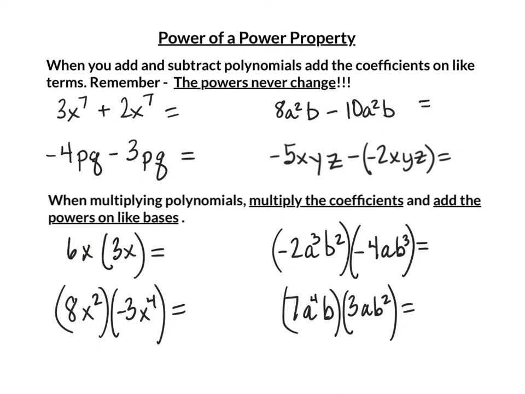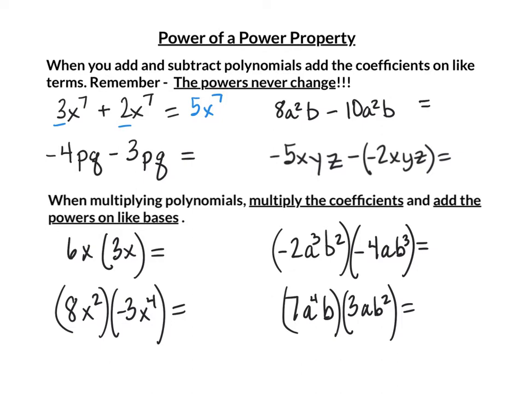The first thing we did was add and subtract polynomials. And when you add and subtract them, you add the coefficients on like terms, and the powers never change. 3x to the 7th plus 2x to the 7th. The coefficients are 3 and 2. Add them. 3 plus 2 is 5. That's 5x to the 7th. The powers never change when you add.